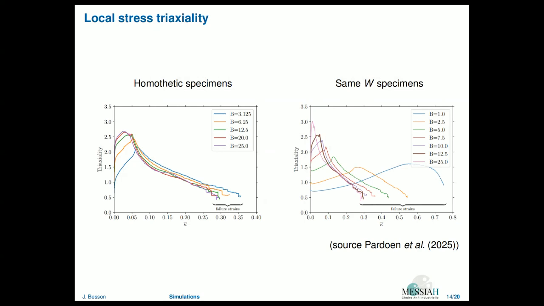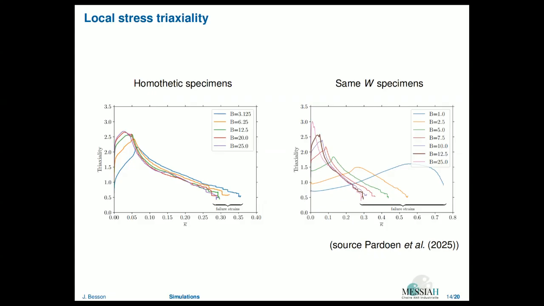So you see that at the beginning, for a lot of geometries, the triaxiality is not changing so much. So the triaxiality here is plotted as a function of the plastic strain at 1 millimeter ahead of the initial crack tip. And you see that the failure strains are more or less in the same range, around 30%.